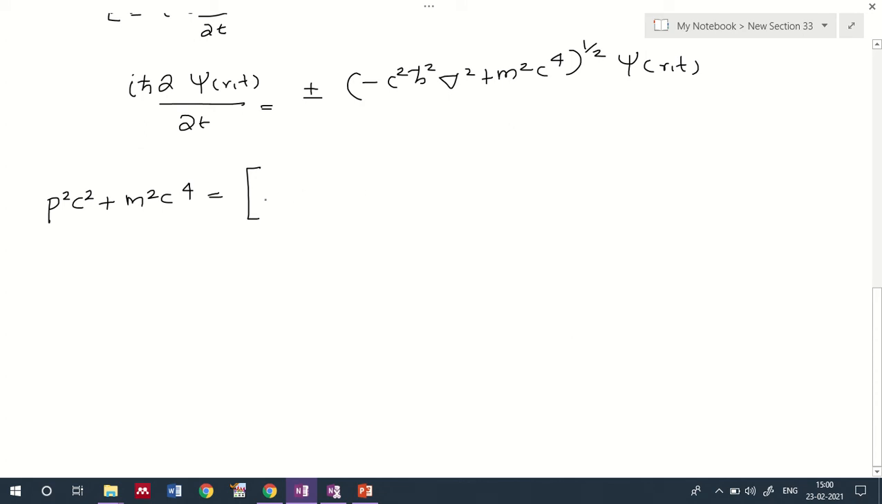Dirac has represented this one. This equation can be represented in terms of c into alpha x px plus alpha y py plus alpha z pz plus beta mc, and he introduced an equation like this.